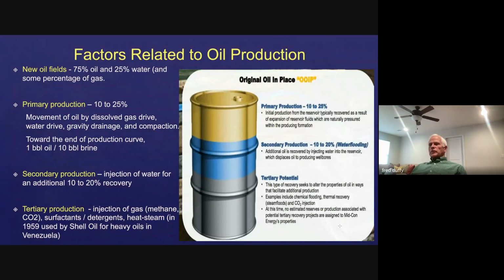When an oil field hasn't been drilled or produced from yet, it's estimated, generally speaking, that the reservoir is usually 75% oil, 25% water, with a small percentage of gas. When the production starts, which is referred to as primary production, only 10 to 25% of the oil in place is recovered at the surface.